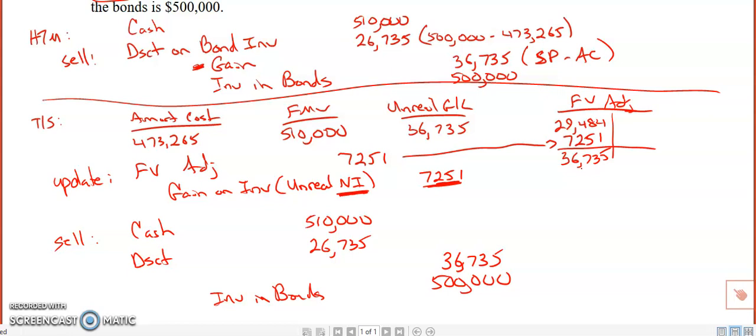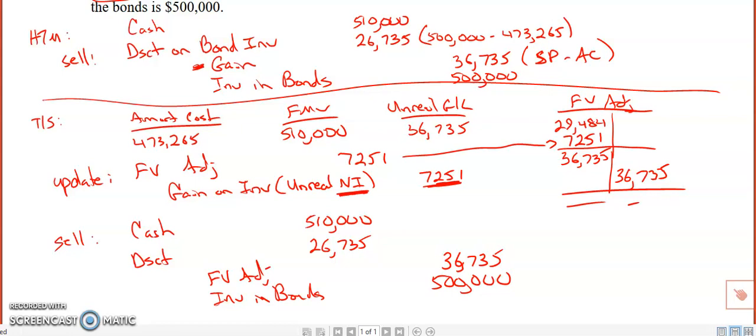So what does this credit need to be? If you're looking at this, what is still open related to these bonds? Well, it's the fair value adjustment. So look up here. If I credit that account for 36,735, it zeroes that out. And I need to zero that out because it needs to come off the books, because it's associated with this investment that we're selling. So be careful there, not a gain. Notice everything else is the same, except it's a gain for held to maturity, and it's a fair value adjustment here. Why is it a fair value adjustment here? Because we've already been recording it in net income as we go.